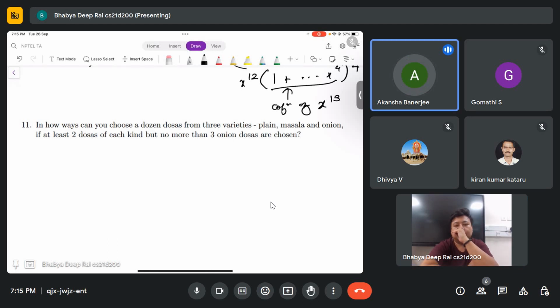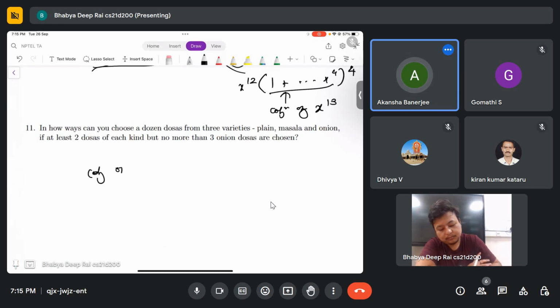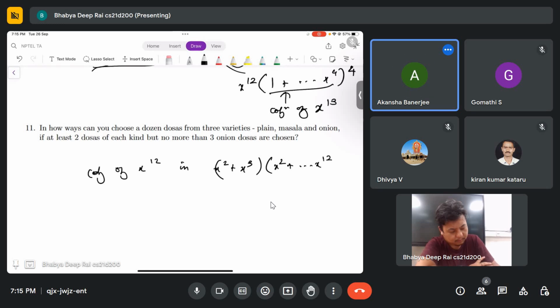So the coefficient of x power 12 in (x square plus x cube) whole into (x square plus x cube plus x power 4 plus so on up to x power 12) whole power square.